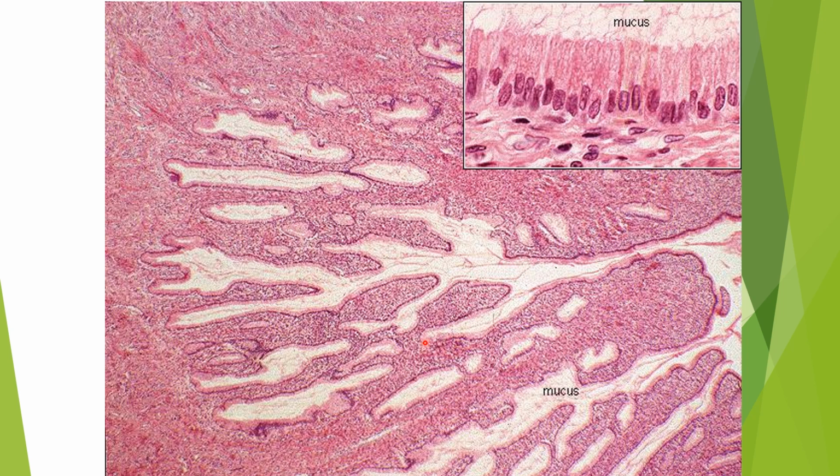Another slide stained with H and E shows the cervical mucosa. You can appreciate these large glands which are branched in nature, present in the lamina propria of the cervix, and in the insert you can appreciate the tall columnar epithelial cells with mucus secreted at their apices, and basally located elongated nuclei.